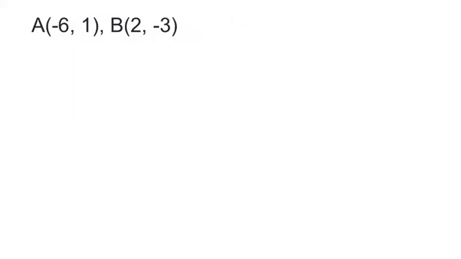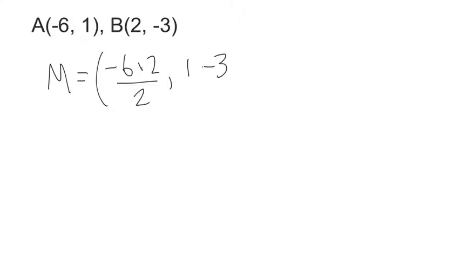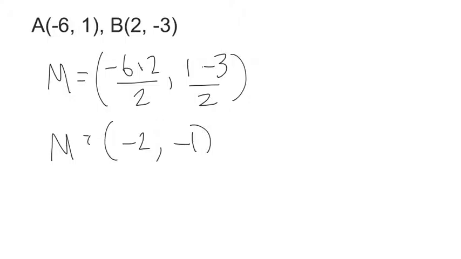Okay, so here are my endpoints. So in this case, I'm going to first work out my midpoint. M equals, so you know how this is going now, (-6 + 2) all over 2, (1 - 3) over 2. So my midpoint equals (-2, -1) when all is said and done. Okay, so there's my midpoint.